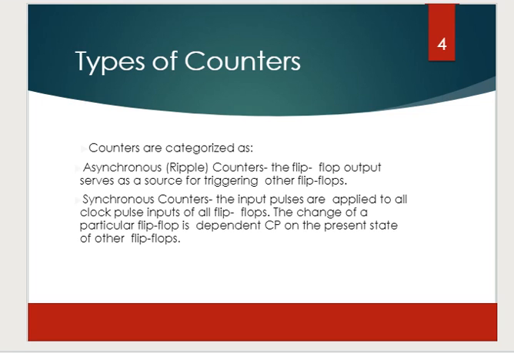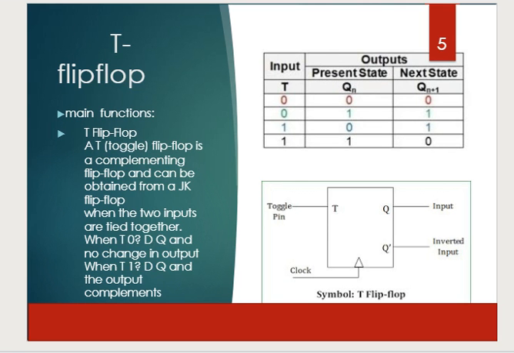After that, let us discuss the second outline, which was the T flip-flop. I've listed the main functions of the T flip-flop, so let us read it. T stands for toggle. A T flip-flop or toggle flip-flop is a complementing flip-flop that can be obtained from a JK flip-flop when the two inputs are tied together. When T is 0 there is no change, and when T is 1 the output complements.